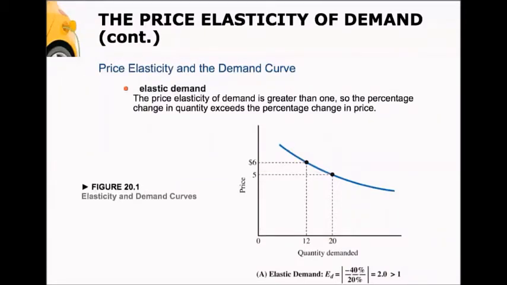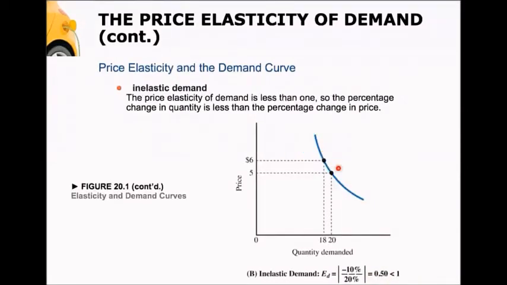You can think of it this way: when something is elastic, it's very responsive or very flexible. And so when there's a relatively large change in quantity for a given change in price, we call that an elastic demand curve. Elastic means the price elasticity is greater than 1. For this demand curve, we have what's called an inelastic demand curve.